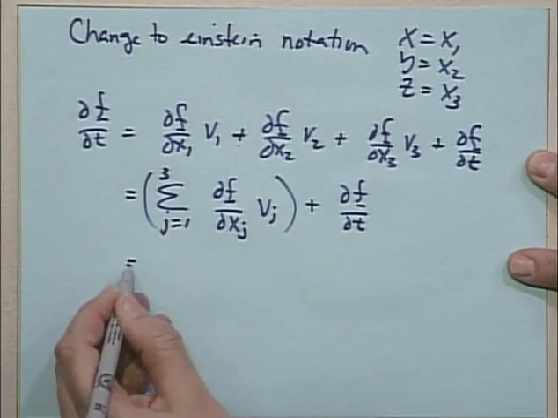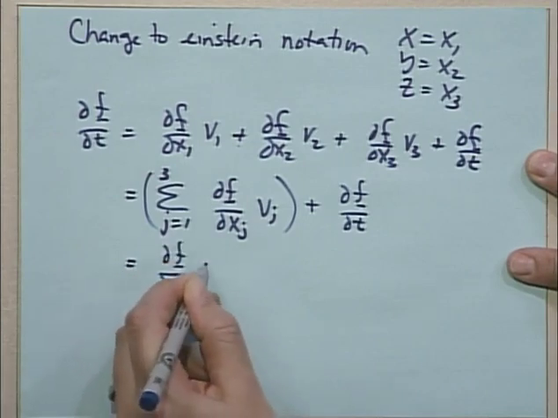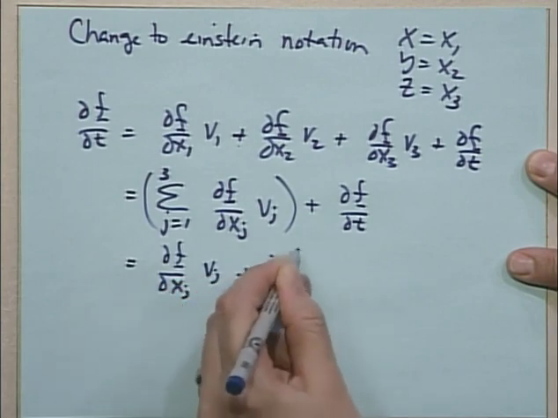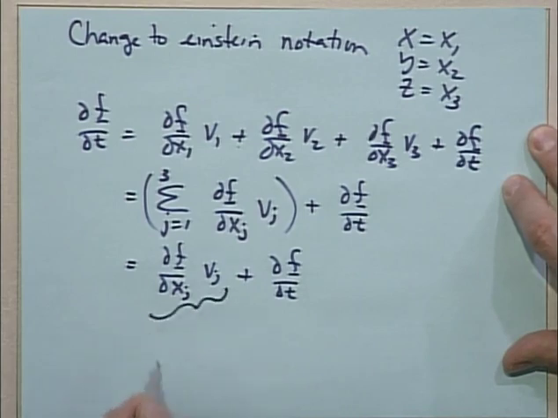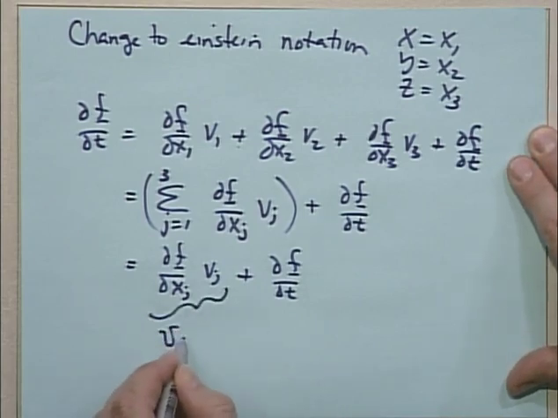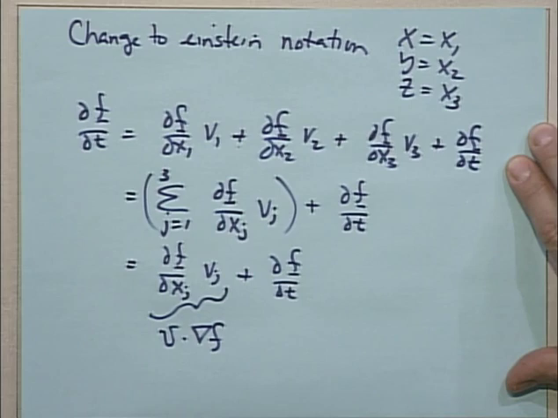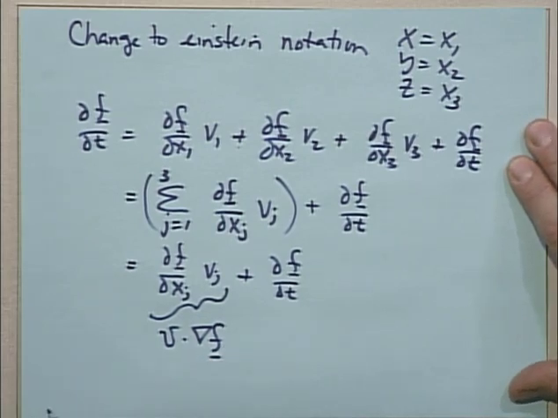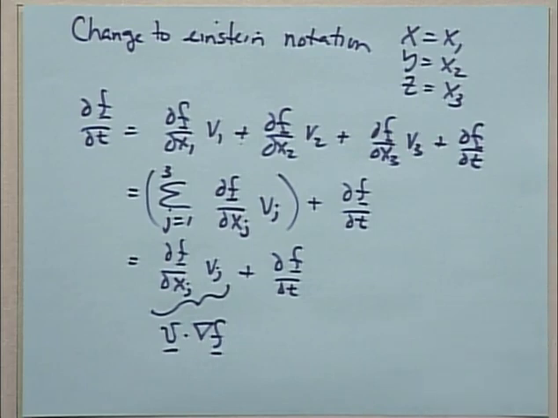And so in Einstein notation, we drop the summation. This is df/dxj vj plus df/dt. And this, you can verify, is v dot del f. Vector function or scalar function, actually, the derivation works the same. Well, let's just verify it while we're here.